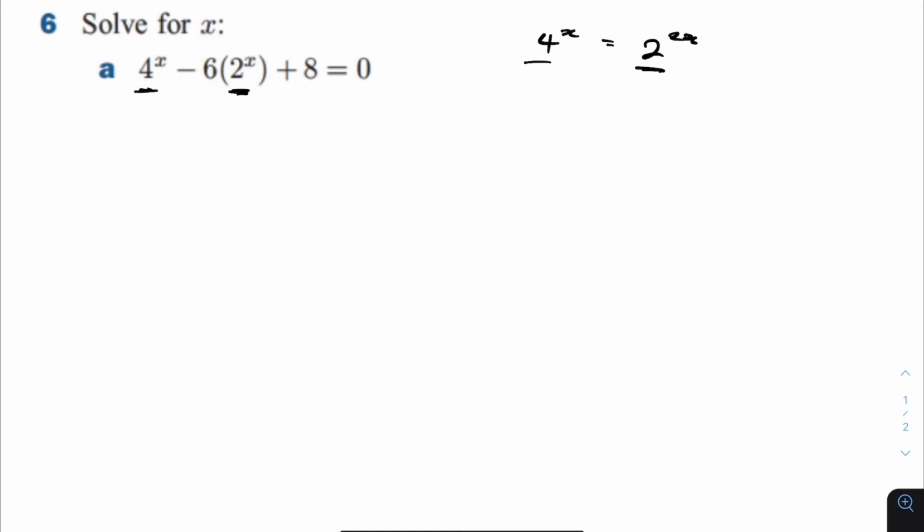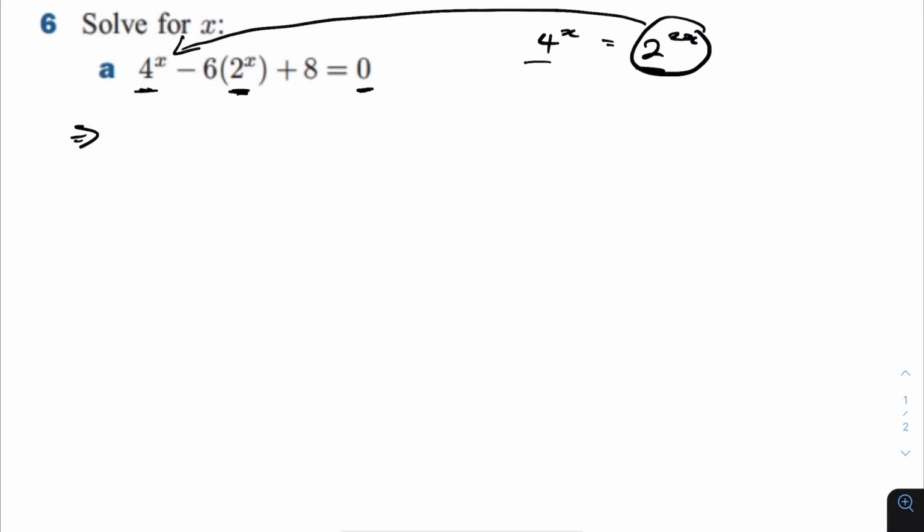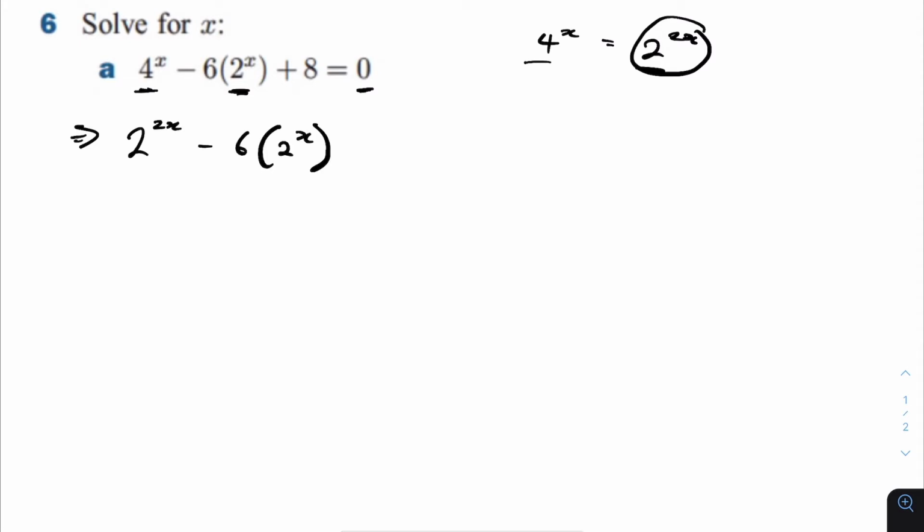Second thing we can notice is that it's equal to 0. This suggests a very much quadratic-like structure. So let's just substitute this into the 4 to the power of x section. Let me erase that now because it looks a bit difficult. 2 to the power of 2x minus 6 times 2 to the power of x plus 8 is equal to 0.